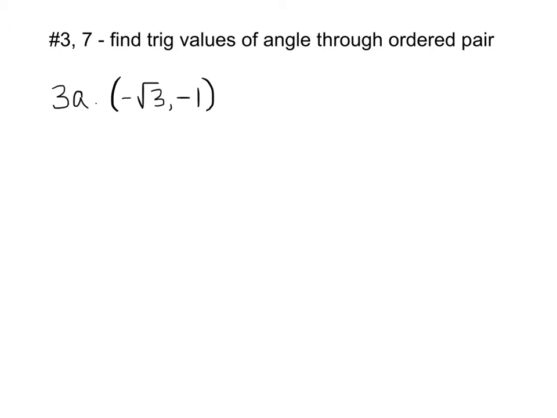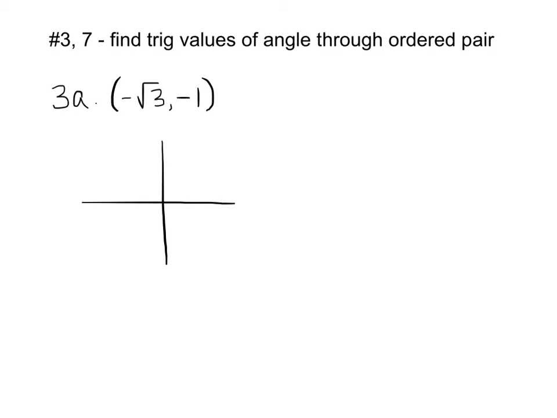Okay, so for your first set of problems, which were numbers 3 and 7, the directions said to find the exact values of the 6 trigonometric functions of the angle theta. And in both of these problems, you were given an ordered pair, not an angle. Honestly, we don't care what the angle is. We just want to know what the 6 trig values are. If you look at any of the ordered pairs given, you should not recognize them from the unit circle because they're not on the unit circle.